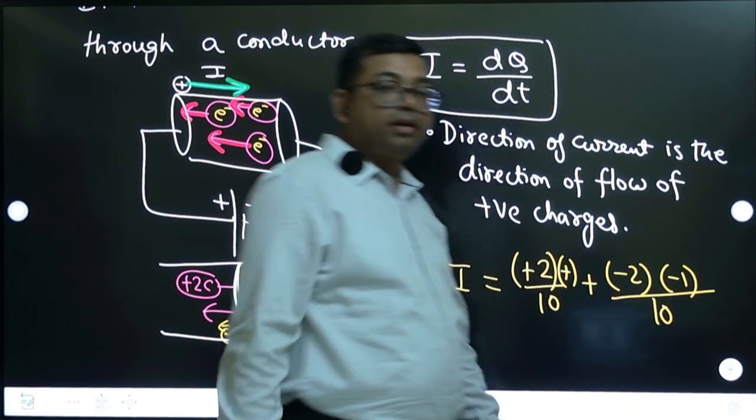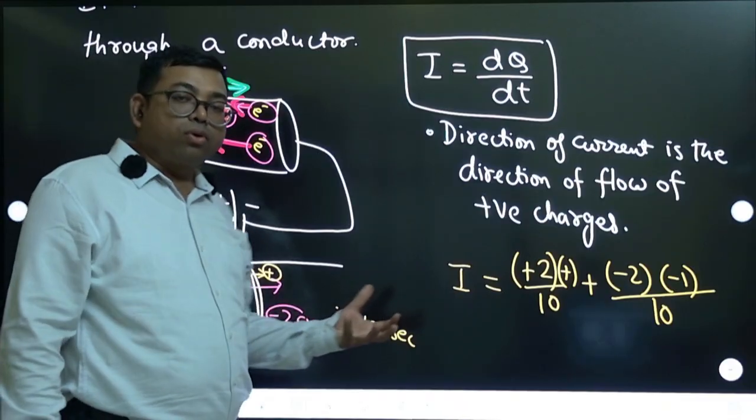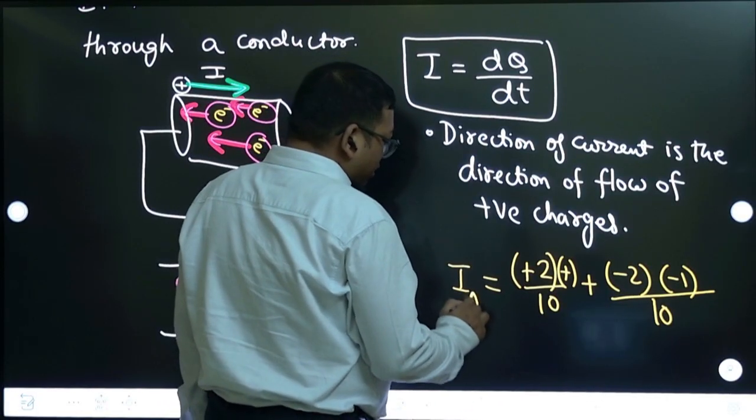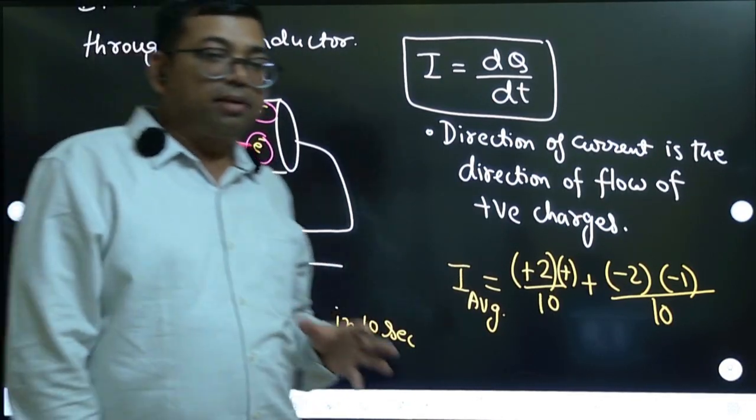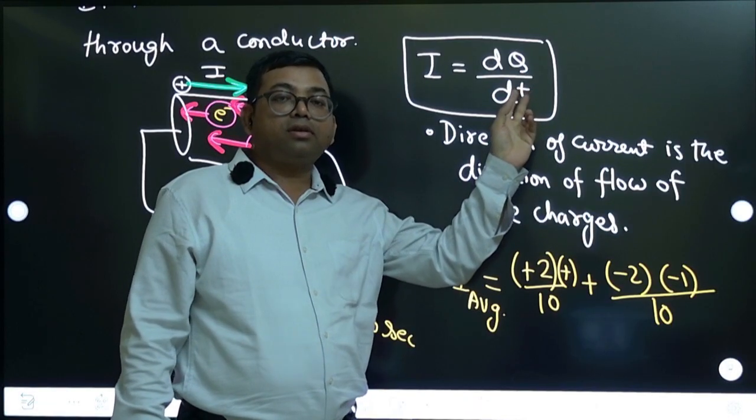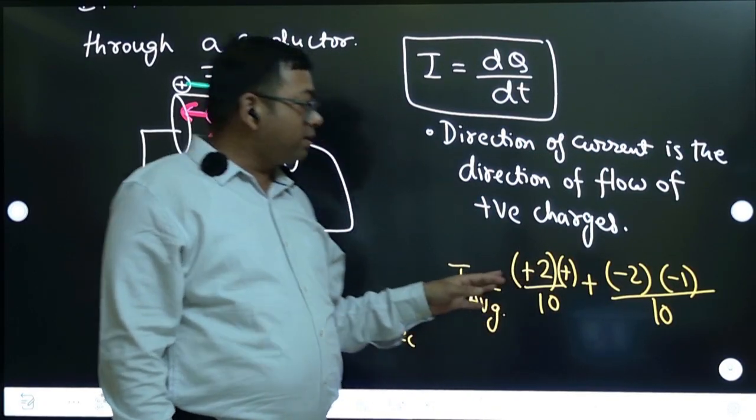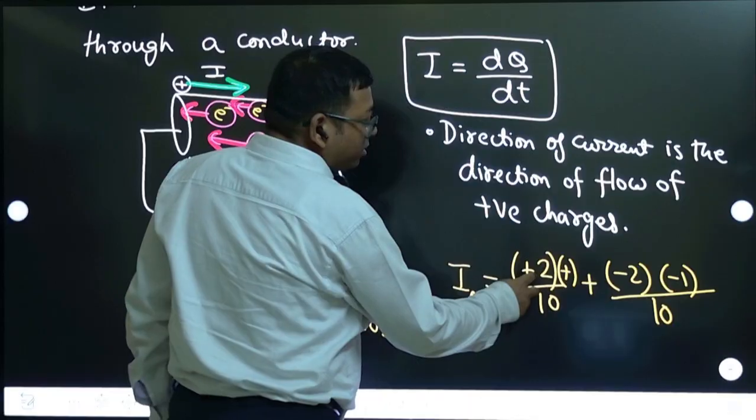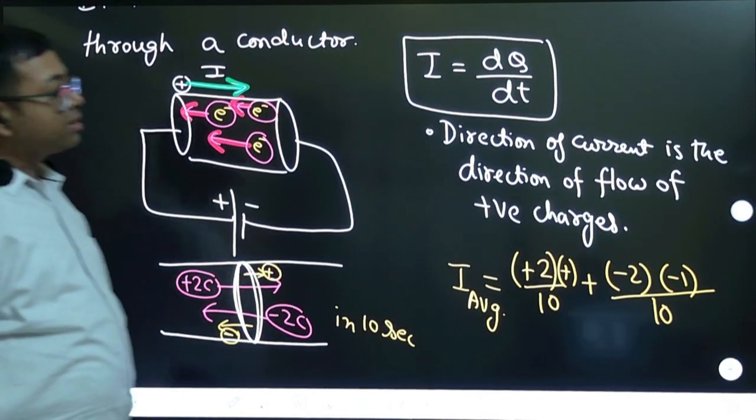Time is also 10, right? In the same 10 seconds, both the charges are flowing. So you are calculating the total current, which is called the average current. Why average? Because you are calculating over an interval of time. If you calculate instantaneous, that is differentiation, but here you are taking a time interval of 10 seconds. In this 10 seconds, plus 2 coulomb flows in the positive direction. Negative charge multiplied with negative direction also gives positive.